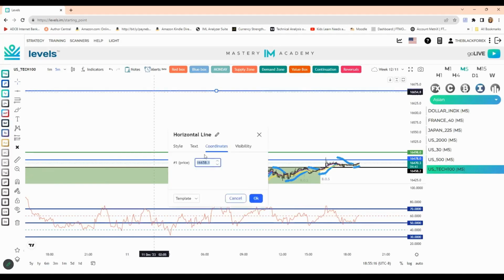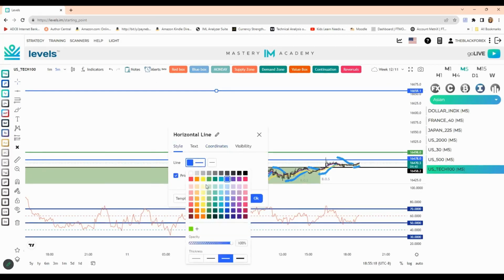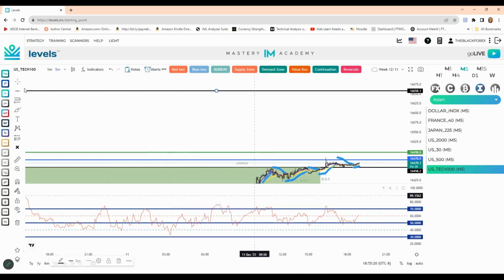Okay. And so this is my distance of the Monday box. I'm not looking to buy it higher than here. This is going to be my high. Okay.